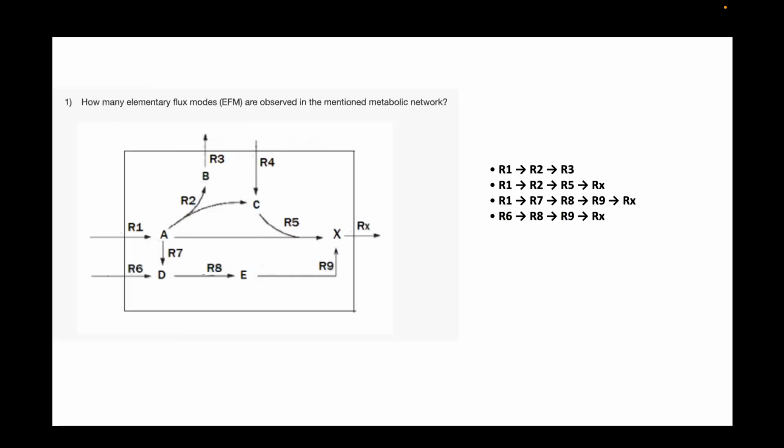So you have to find unique end-to-end pathways, right? For example, the first one, R1 from A, then B, then R3. So this is one EFM: R1, R2, R3. R1, R2, then R5, then Rx is another EFM. R1, R7, R8, R9, and Rx is another EFM. And R6, R8, R9, and Rx is another EFM. Right. Now, these are four EFMs here.